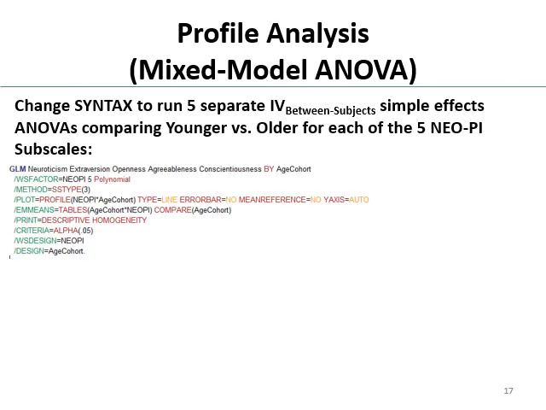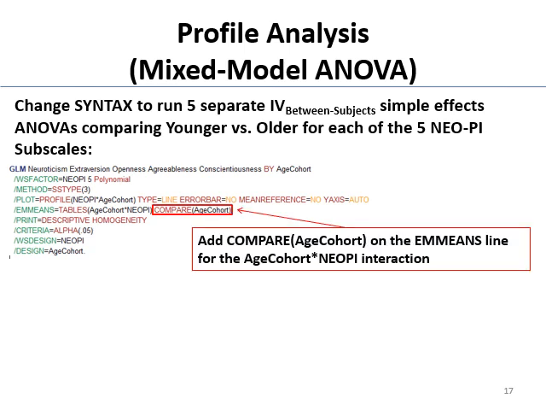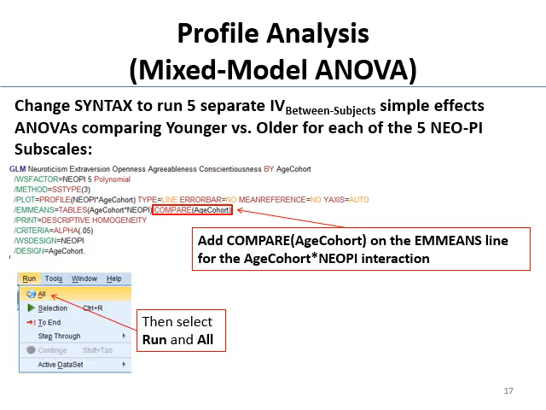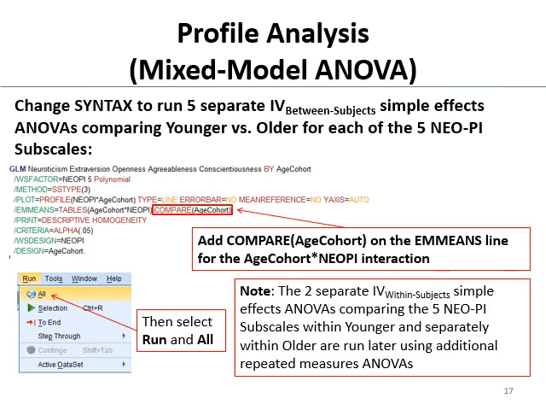So hopefully this looks kind of familiar. We hit paste, you get the code, and in here we've added compare age cohort. When you add that on the EM means line, you will get 5 tests. It'll compare the 2 age cohorts for each level of NEO-PI. I do explain this on the handout, by the way. And then run all to have it run the actual profile analysis and the first set of simple effects tests.